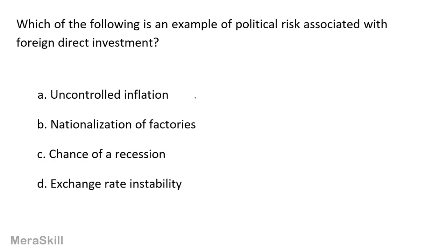Which of the following is an example of political risk associated with foreign direct investment? A. Uncontrolled inflation. B. Nationalization of factories. C. Chance of a recession. And D. Exchange rate instability. What is uncontrolled inflation? It is economic risk, not political. Recession, economic risk. Exchange rate fluctuations, instability, economic. So nationalization of factories, right? The government takes over the factories. That is a political risk.